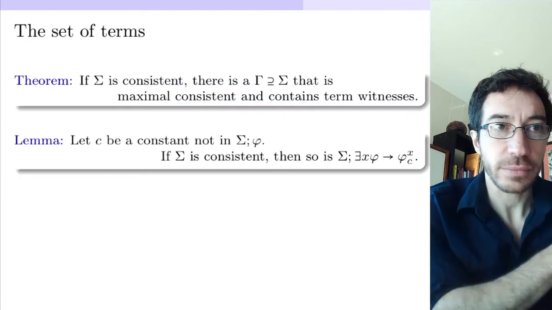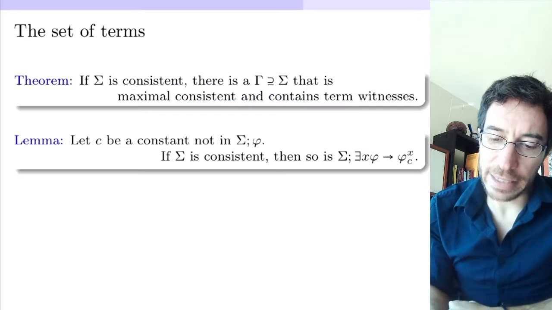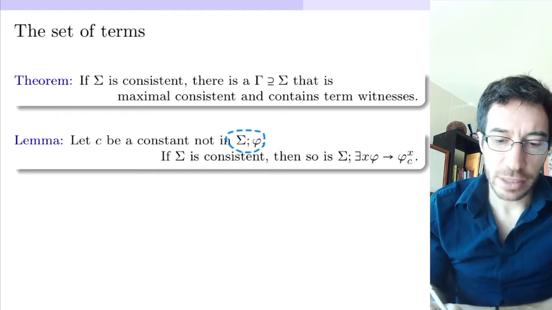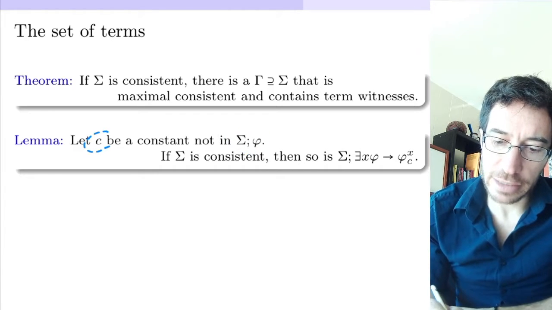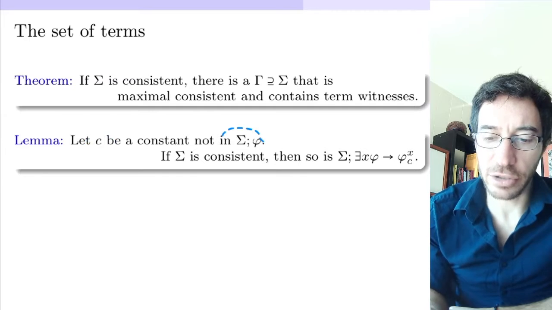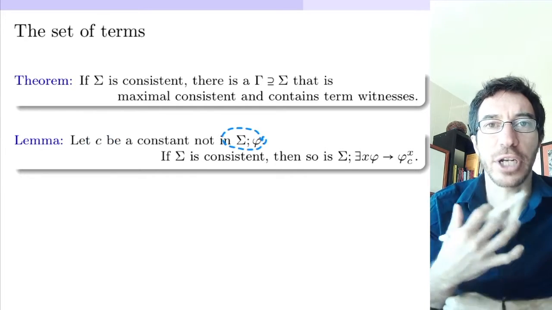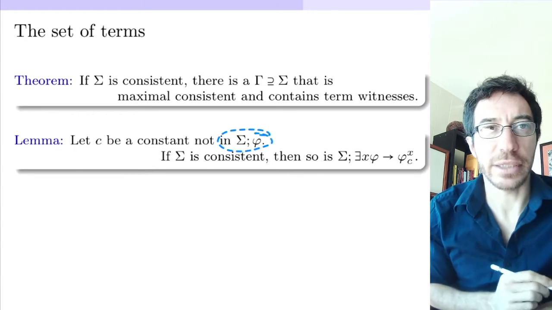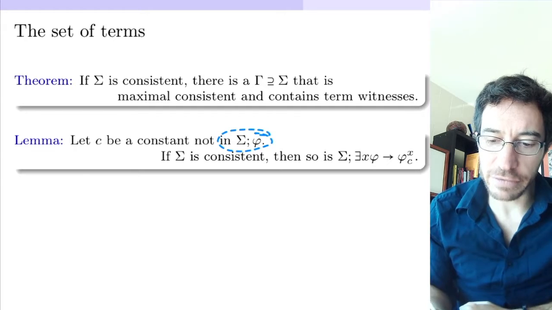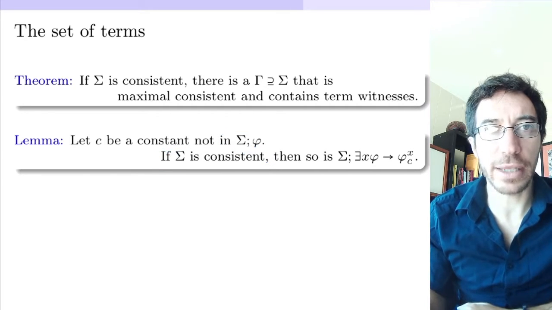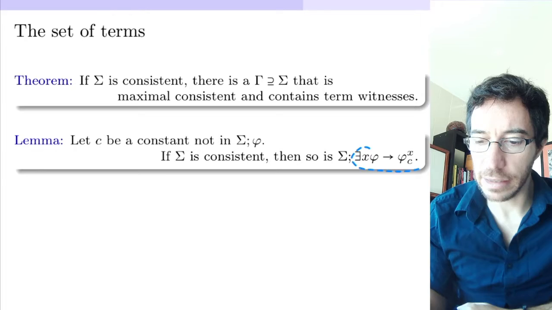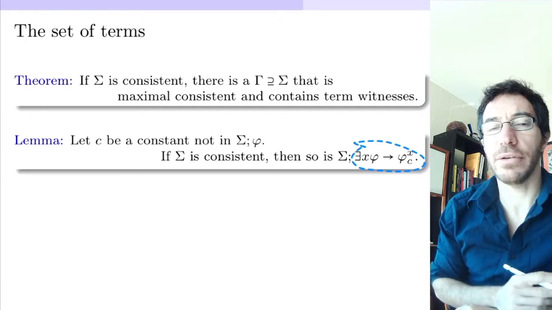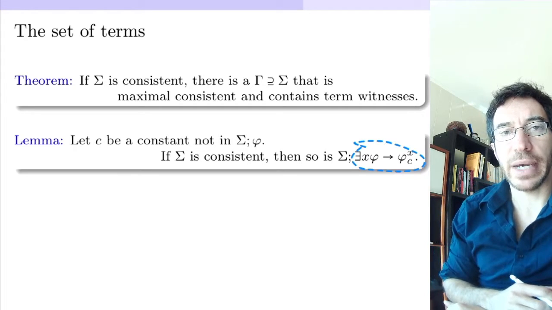So the first one is that if we have sigma and we consider a sentence phi, and we have a constant that is not in any of these sentences. So it's a constant that is completely fresh. It just came out of nothing. It's not being used in any of these sentences. Then if sigma is consistent, so is sigma together with this formula up here: if there exists x phi, then phi is true when you replace x by c.